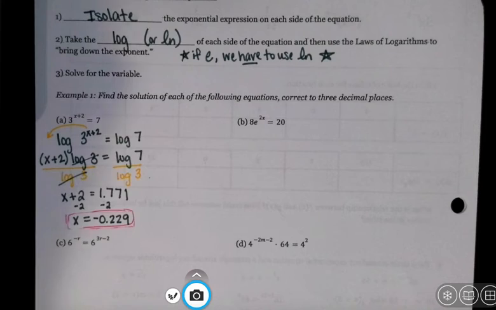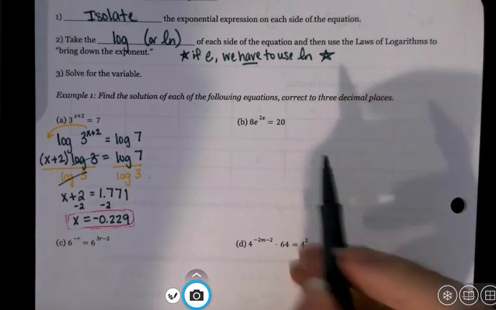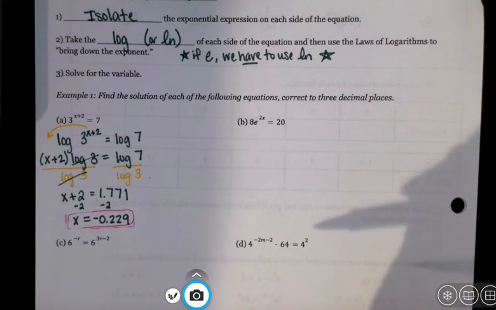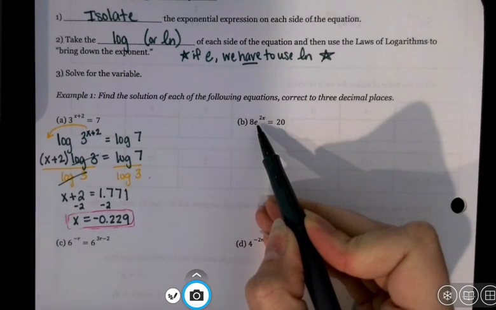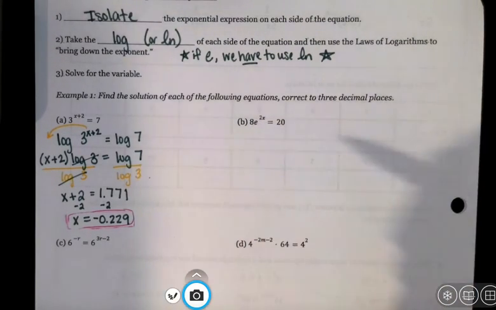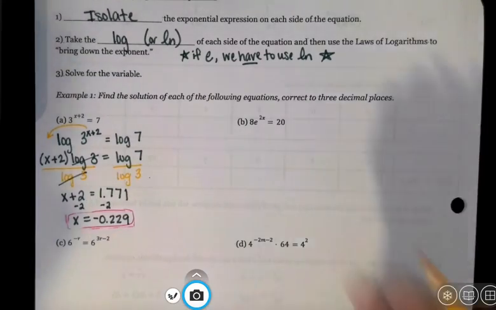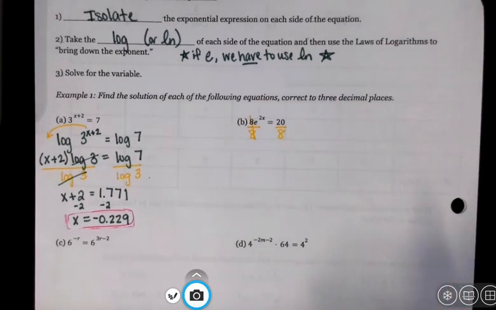So I want to do B, because it's a little bit trickier than the one we just did. So looking at our equation in B, I want to first find where my variable is. So my variable is in the exponent on e, so I have to make sure e is all by itself and isolated. Right now, the 8 is being multiplied to it, so I have to get rid of the 8 first. So to start, I'm going to divide both sides by 8 so that my 8s cancel and I can get my exponential term isolated.